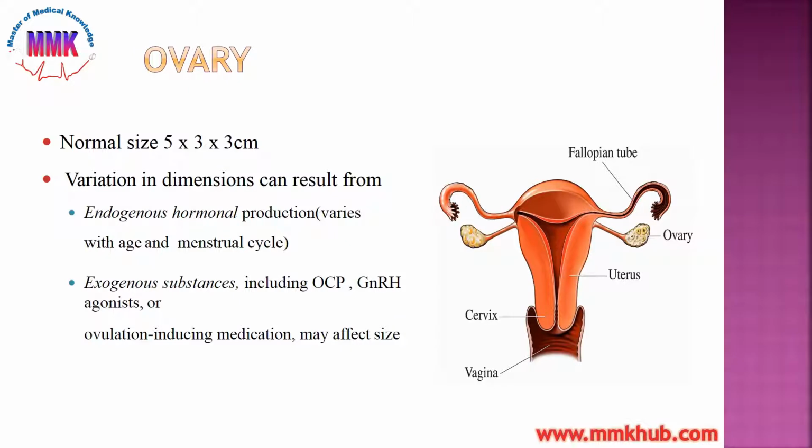Exogenous substances including PCOs and gonadotrophic releasing hormone agonists or ovulation inducing medications may affect the size. These are the exogenous substances. These are those hormones which are synthetic hormones, and they are introduced externally but they can affect the uterine wall and their size.